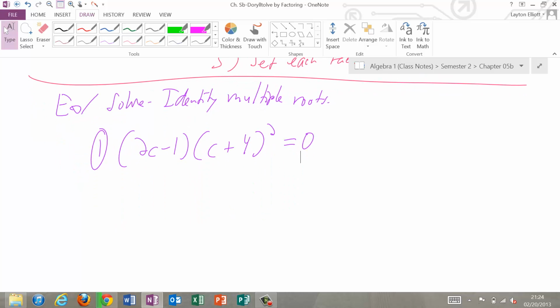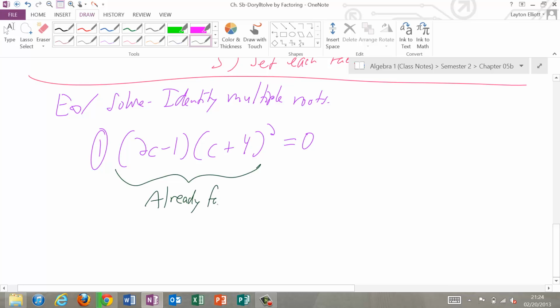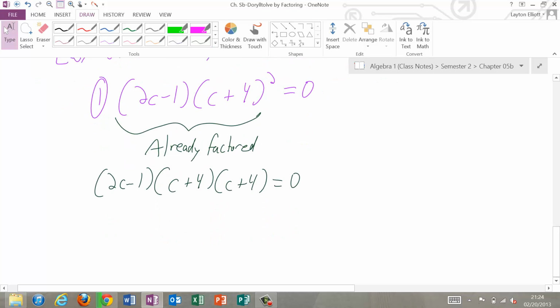Well, the first thing it says is to set it equal to 0, which it is. The second thing is to factor it. This is already factored. You should recognize a factored form. You don't need to factor it anymore because it's already factored. What I can do is express it a little more simply. I can pull that (c + 4)² apart to make it (c + 4) times (c + 4), just so you can see what's going on here. We really won't write it like that ever.